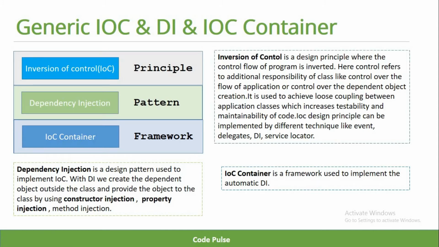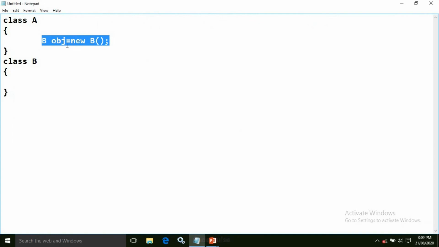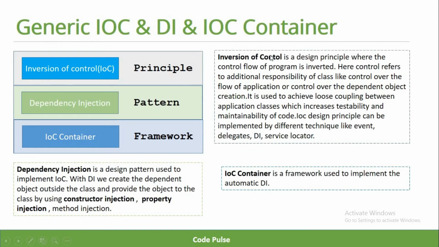Now if you don't create the object here itself by writing like this, then these two classes will be loosely coupled. If you are creating the object directly here, then these two classes are tightly coupled. But if you are not creating the object here, this means these two classes will be loosely coupled and the testability and the maintainability of the code will be increased. Now this inversion of control, that is the design principle, can be implemented by using different techniques like event, delegates, dependency injection, service locator.